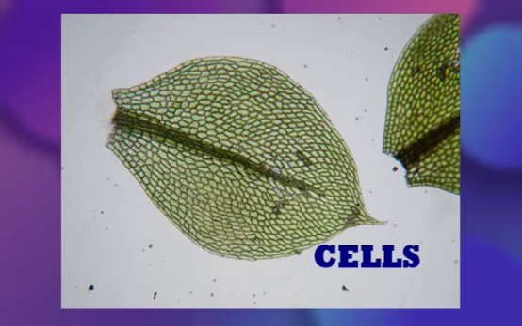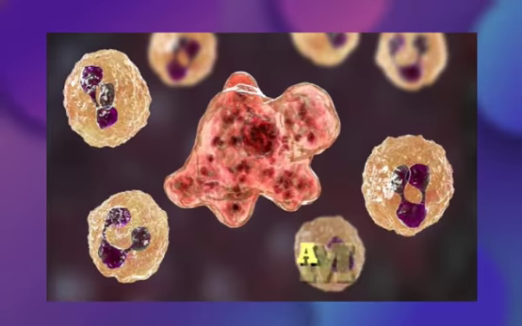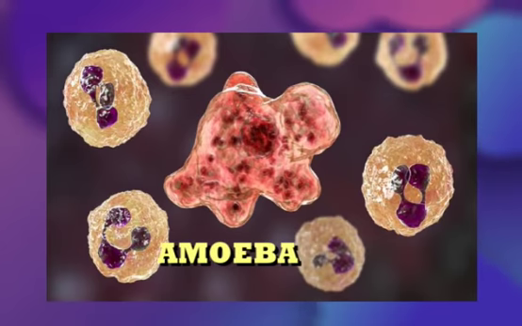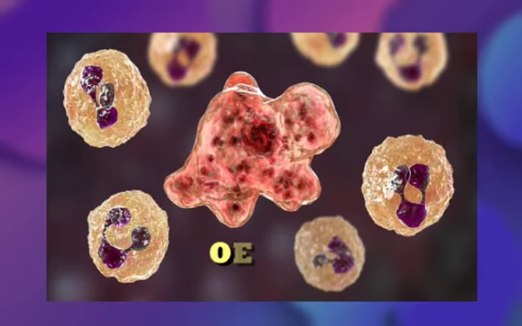Second, living things are made up of cells. A cell is the smallest living part of a living thing. The bodies of all living things are made up of cells. Most cells are so small that they can be seen only under a microscope. Our body contains millions of cells of different types. Some very small animals such as amoeba are made up of only a single cell.